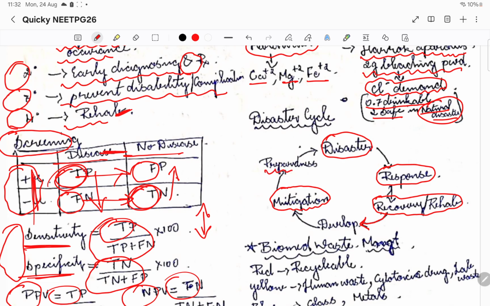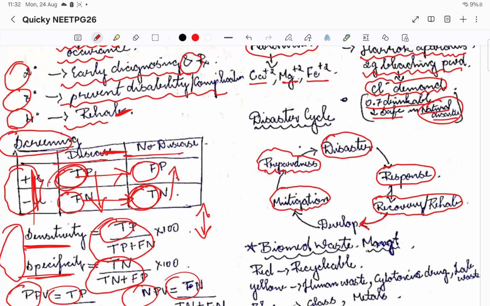Then the preparedness. Preparedness is, for example, the coast guards sending siren signals to the coast. That is when we start preparing. The meteorological department will send sirens and all, so we'll try to prepare ourselves. We'll go under our tables if there is an earthquake and all, right? So that is what preparedness is. Then the disaster will happen. This is how the cycle goes on.